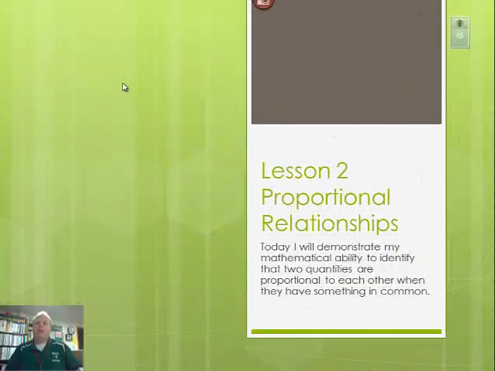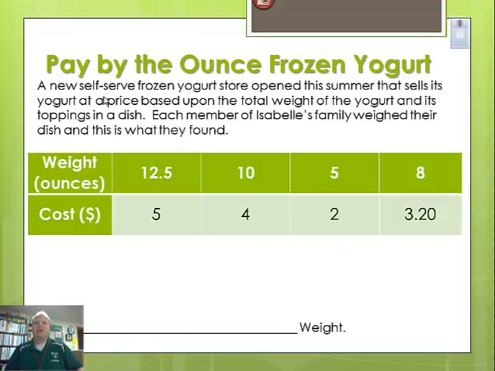Your objective for today: I will demonstrate my mathematical ability to identify two quantities that are proportional to each other when they have something in common. We're going to start looking at what we know as proportional relationships. So let's go ahead and look at the first example problem.